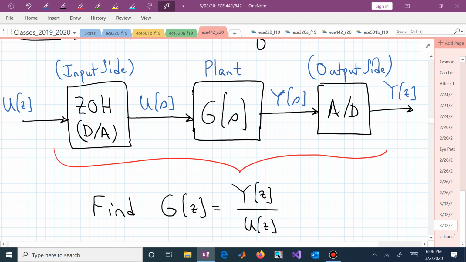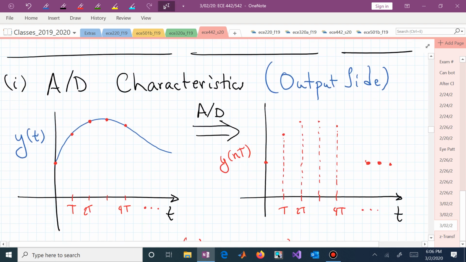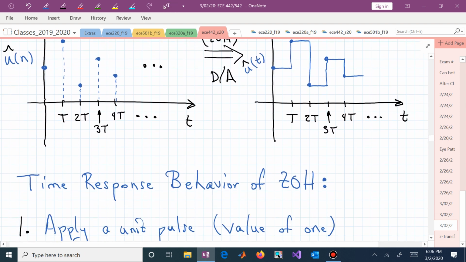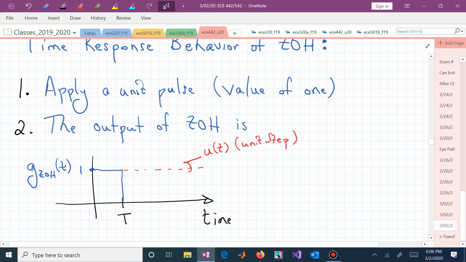And the A to D we kind of don't need to worry about. That didn't have any dynamics. That didn't have any memory. The zero order hold, I think you can see, has a little bit of character. You now hit it with a 1. It gives you a 1. It has memory. It holds on to that value for one sample period, capital T.